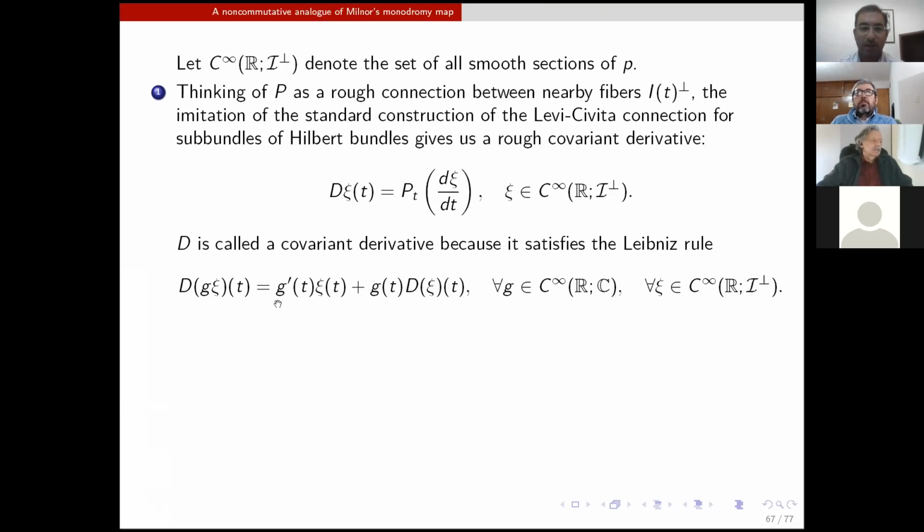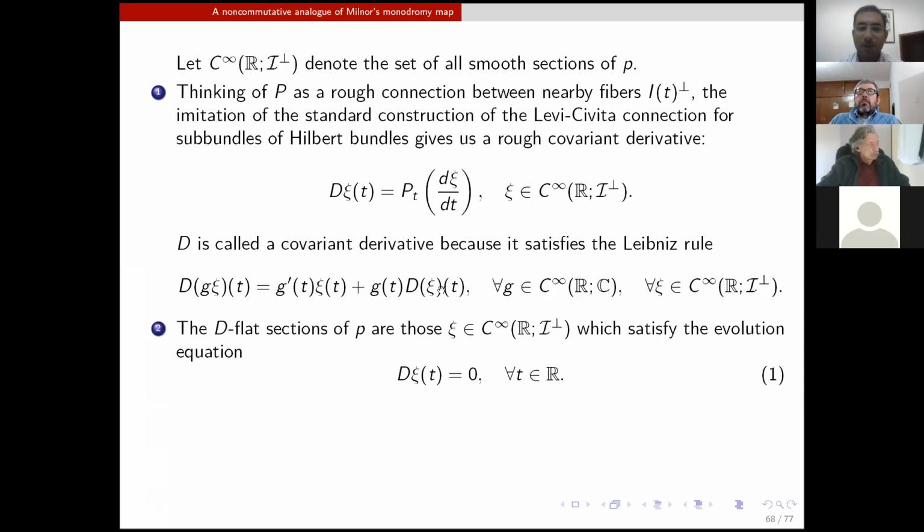So that this guy has this property. Why? Exactly because of, I mean, the same proof in the undergraduate differential geometry book works. Exactly because of that reason, this map, the capital D, I am going to call it a connection, Levi-Civita connection, or if you like, a covariant derivative. So it has the Leibniz property.